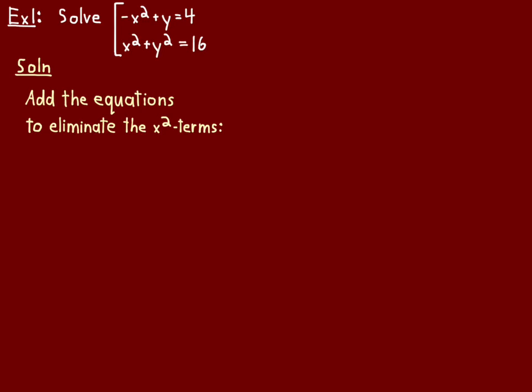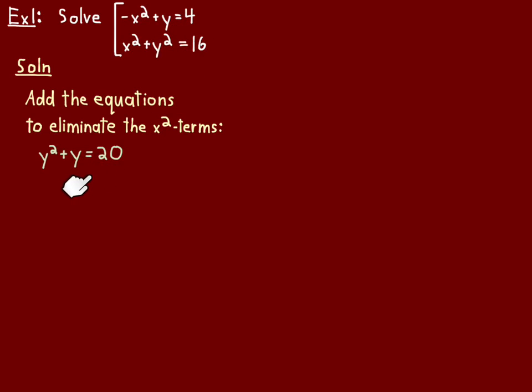So solution. I'm going to add the two equations to eliminate the x squared terms, because one has a minus x squared and one has a positive x squared. If I just add both equations, the x squares cancel out, and all I have left is y's. I didn't do it with the y's because one's a y and one's a y squared, so it wouldn't work. So I added the two: x squared plus minus x squared is 0, y plus y squared is y squared plus y, and 4 plus 16 is 20.